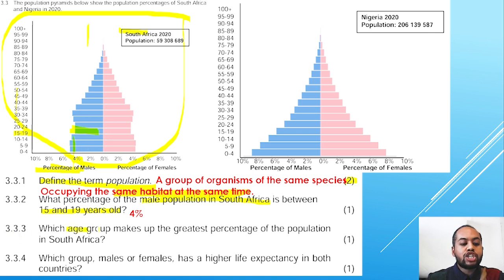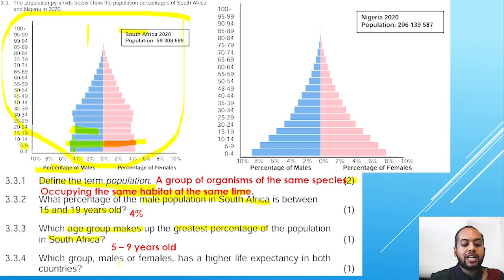3.3.3, which age group makes up the greatest percentage of the population in South Africa? Here are the age groups. Which one makes up the greatest percentage of population in South Africa? It says 5 to 9 years old. Where did we actually get that from? We look at the bars here that are going to be the longest, the greatest percentages, and therefore we see that the longest bar out of all the bars here was 5 to 9, therefore 5 to 9 was the answer.